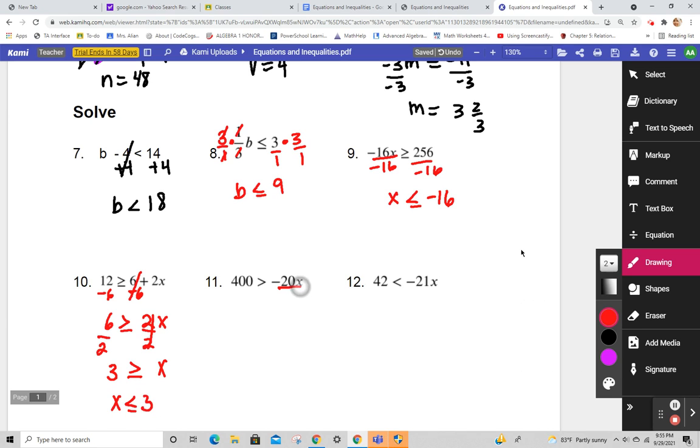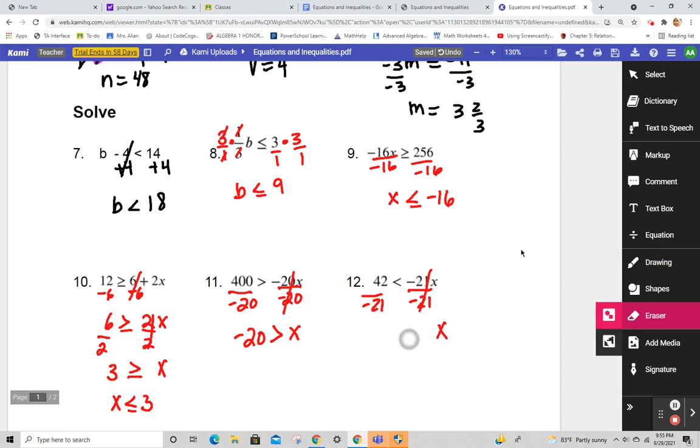All right, let's divide both sides by negative 20 to solve for x. So we'll have x on this side is less than, well, 400 divided by negative 20, that's going to be negative 20. All right, let's keep going. Divide both sides by negative 21. And x is less than, and we did divide by a negative number, so we're going to have to flip our sign.